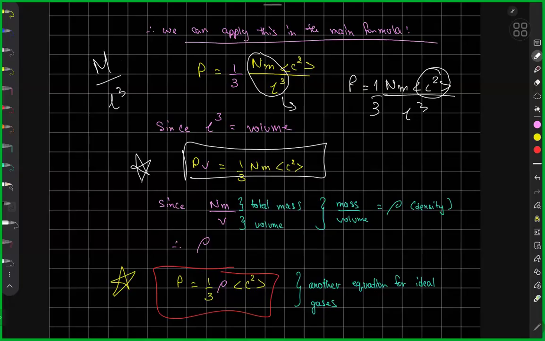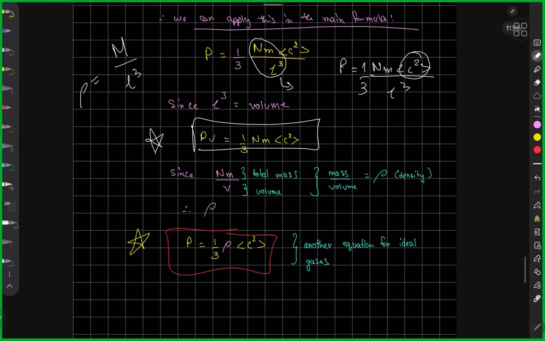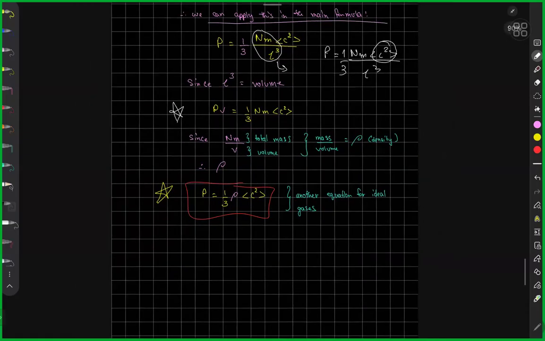So basically M, large M, the total mass of all the gaseous particles inside, divided by L cube, the space this total mass is occupying. What does this give me? Mass by volume. What is that? Density. This gives me the density of the gas inside. So the density of the gas I can substitute over here, and that is all I do. 1 by 3, instead of Nm by L cube, I have density of gas times mean square speed.